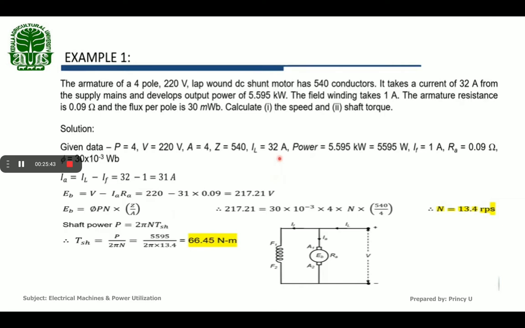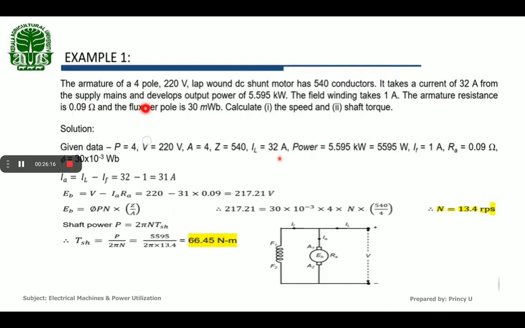The armature of a 4 pole motor. So the number of poles is 4, the voltage is 220 volt, and it is lap wound. Lap wound means the number of parallel paths is equal to 4, so A is equal to 4. If it is wave wound, A is equal to 2. So here it is lap wound and has 540 conductors, so Z is 540, and it takes a current of 32 ampere. Taking current means load current, so IL is 32 ampere.